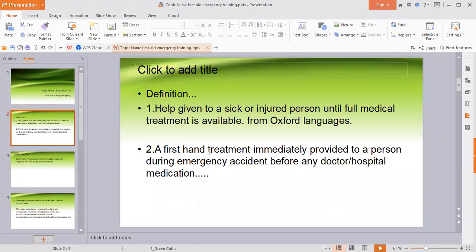According to the Oxford Languages Dictionary, first aid means help given to a sick or injured person until full medical treatment is available. Its second definition: a first-hand treatment immediately provided to a person during an emergency accident before any doctor, hospital, or medication. In simple words, it is a temporary treatment or temporary care before any professional treatment by any doctor or hospital.